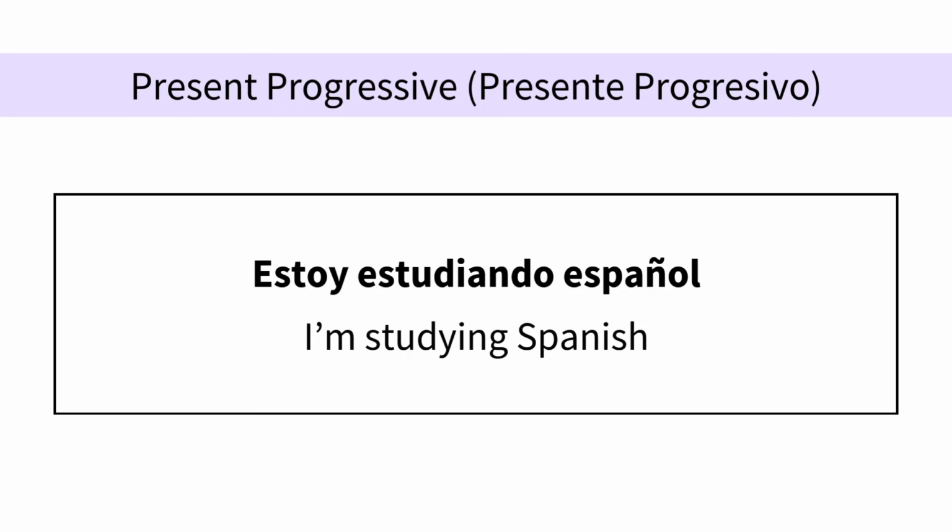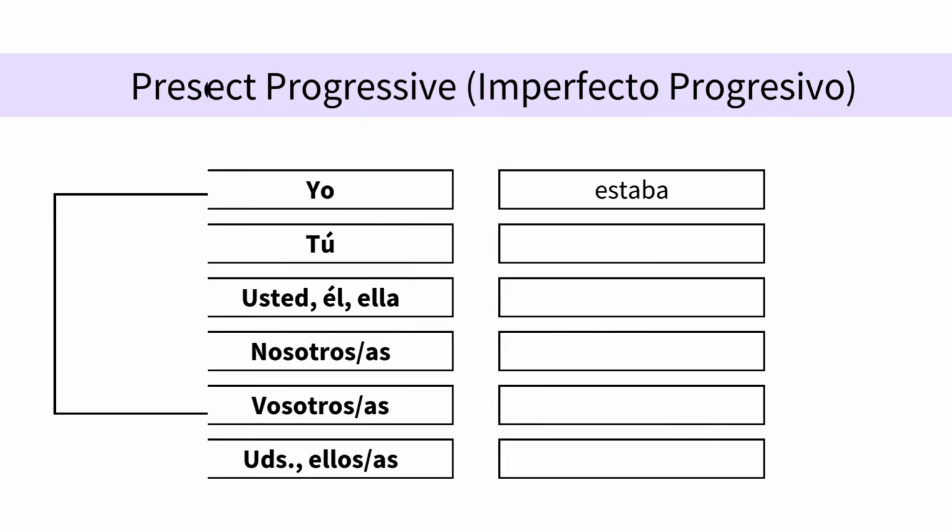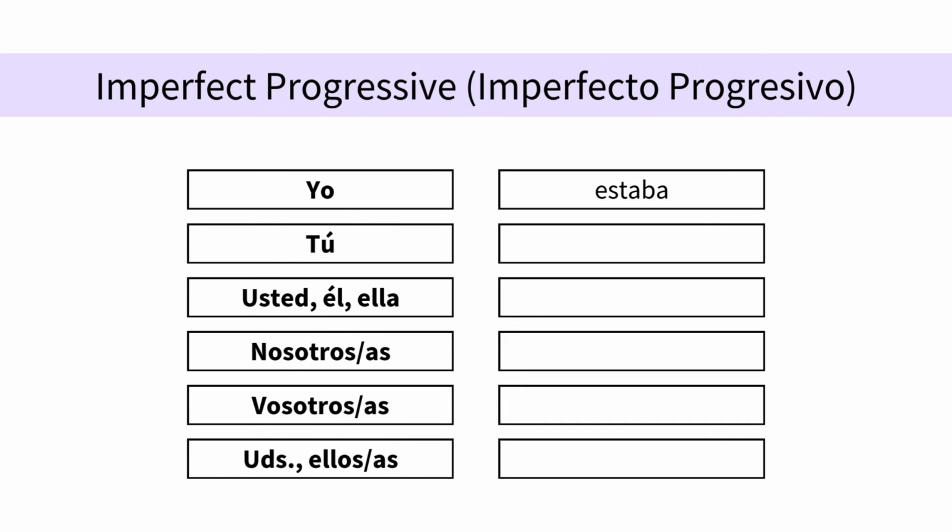Estoy estudiando español. I'm studying Spanish. ¿Qué estás haciendo? What are you doing? So here we change the verb estar and then we use the gerund. In this case, estudiando or haciendo. I also have the gerund listed on the Spanish verb guide. Then we have the imperfect progressive, imperfecto progresivo.